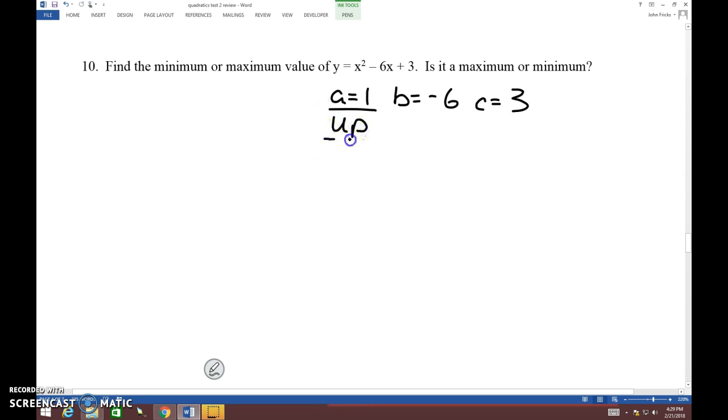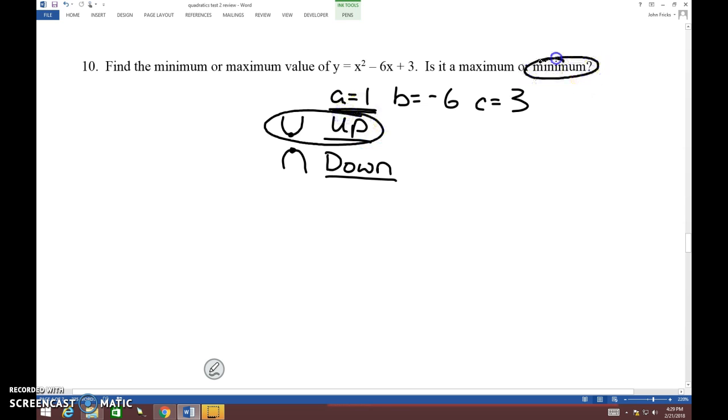up. Now, if something opens up, I like to think about it as mountains and valleys. If it opens up, it's going to look like a valley, which means valleys have low points. If it's opening down, all right, this is down, then that means it's like a mountain or a hill, and hills and mountains have high points or maximums. So in this particular problem, since a is equal to 1, we're going to say that it opens up. Therefore, if it opens up, it's going to have what we call a minimum.